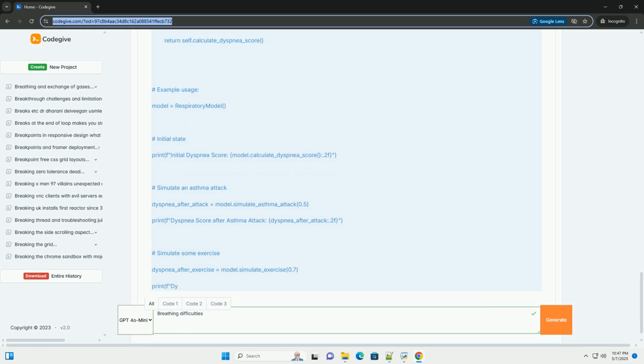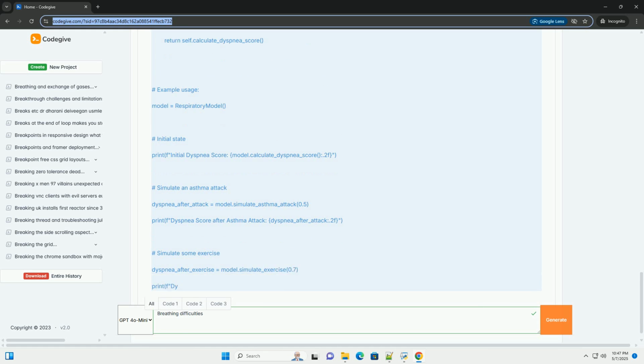Control of breathing. The respiratory center in the brainstem, medulla and pons, controls the rate and depth of breathing. Chemoreceptors in the brain and blood vessels monitor levels of oxygen, carbon dioxide, and pH. Changes in these levels trigger adjustments in breathing to maintain homeostasis. 2. Defining breathing difficulties, dyspnea. Dyspnea is the subjective experience of breathing discomfort. It's a symptom, not a disease.